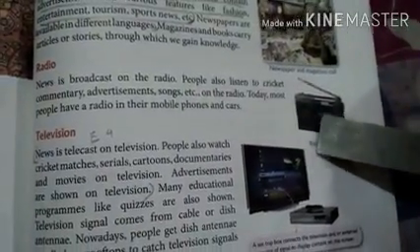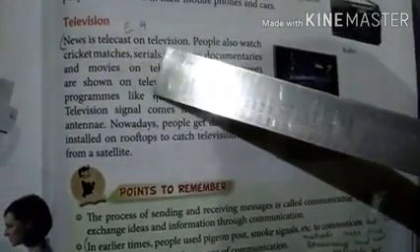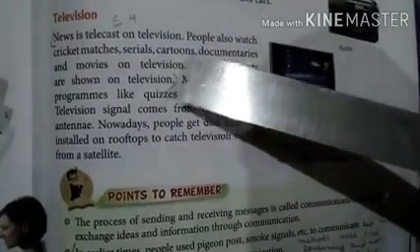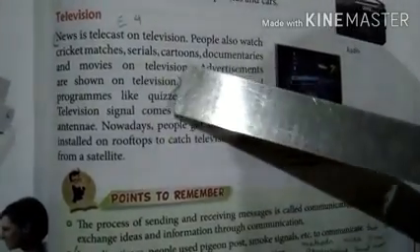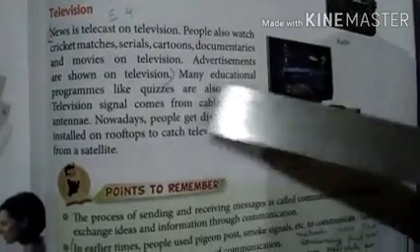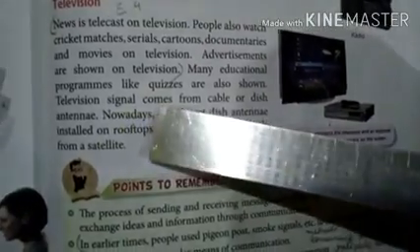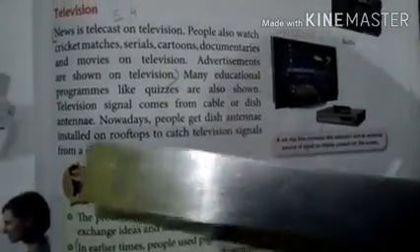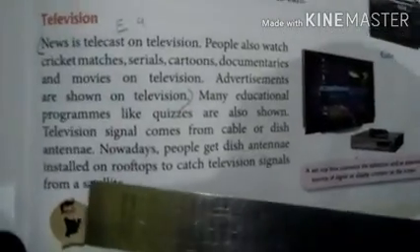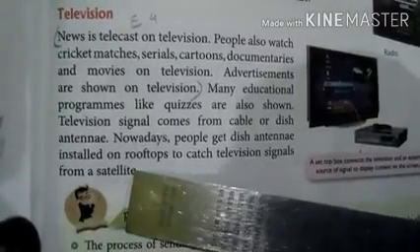This is the radio. Television. News is telecast on television. People also watch cricket matches, serials, cartoons, documentaries, and movies on television. Advertisements are shown on television. Many educational programs like quizzes are also shown. Television signals come from cable or dish antenna. Nowadays, people get a dish antenna installed on rooftops to catch television signals from the satellite.